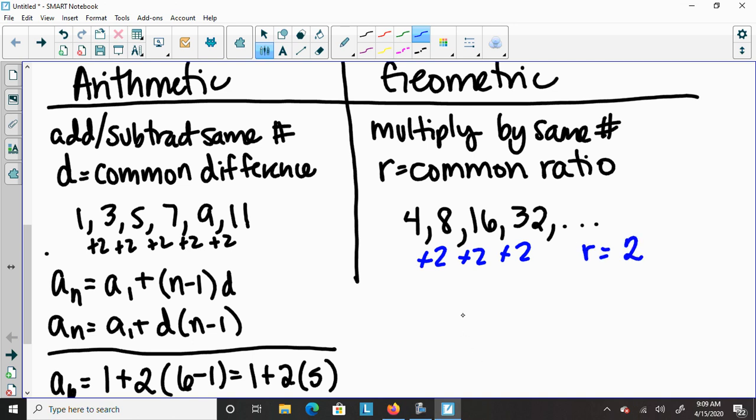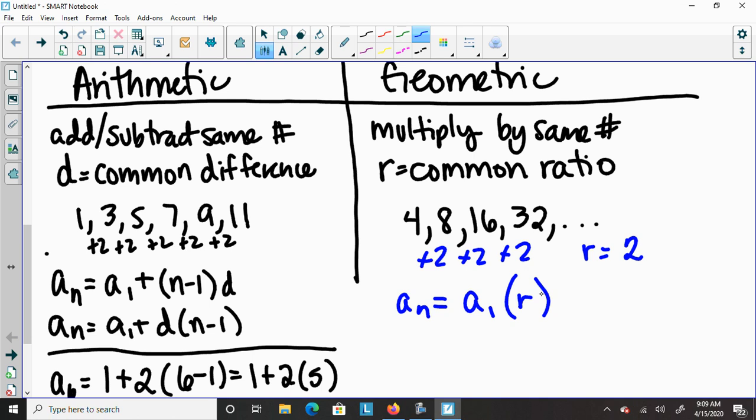Okay. If we want to figure out how to make an explicit formula, we start with our first term. And then we had to multiply by 2 3 times. Like if I'm trying to find the 4th term, let's say I just wanted to find 32. If I start with 4, I'm going to multiply by 2 1, 2, 3 times. So to write that out in a formula sense, any given term is the first term times the common ratio.